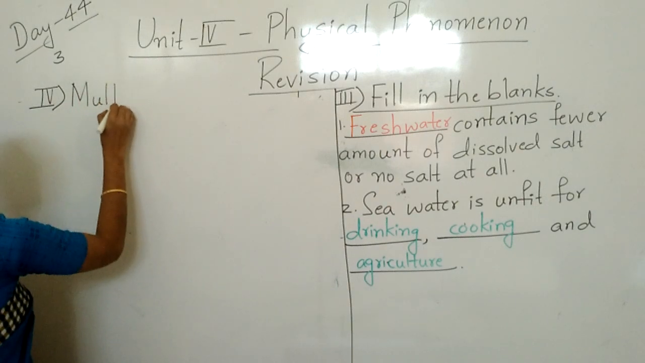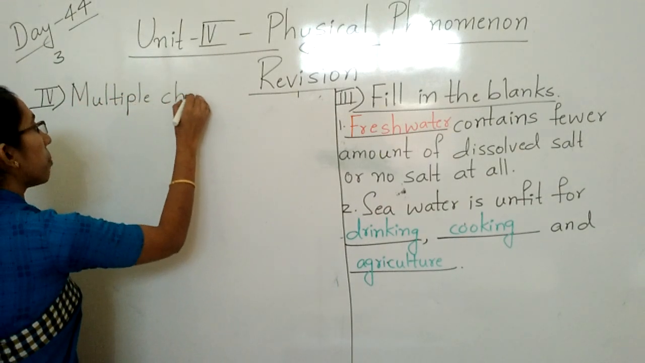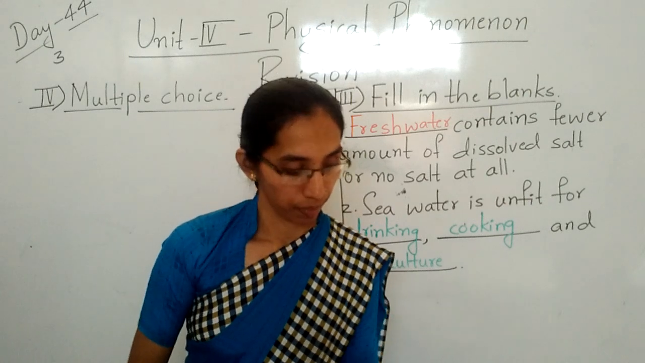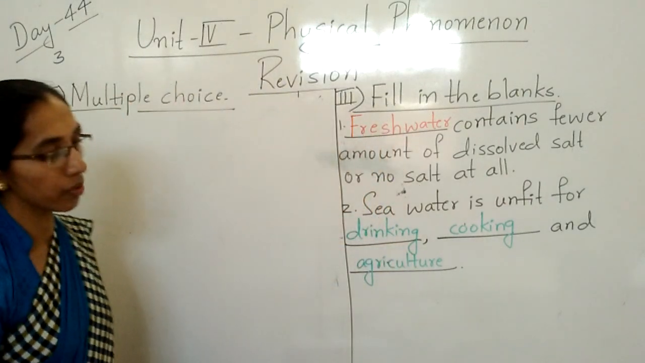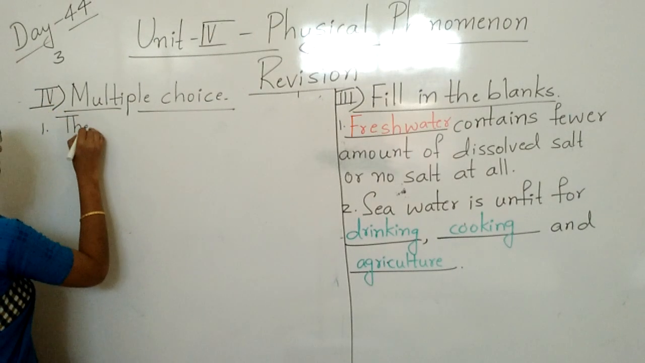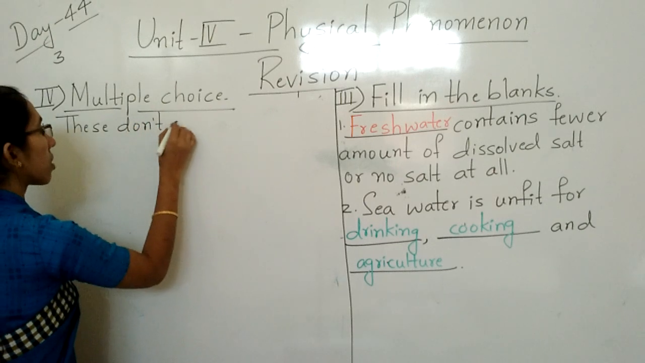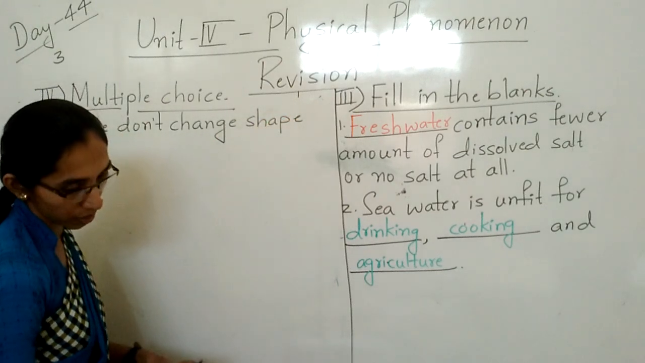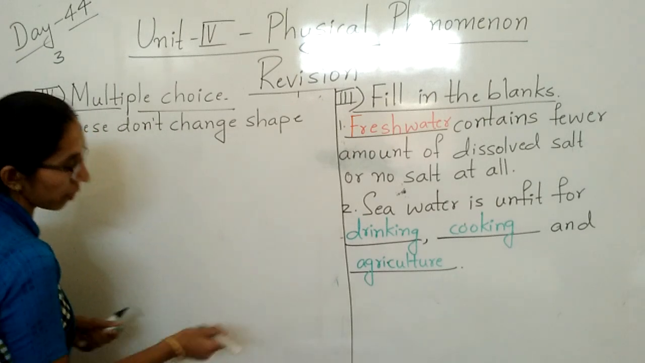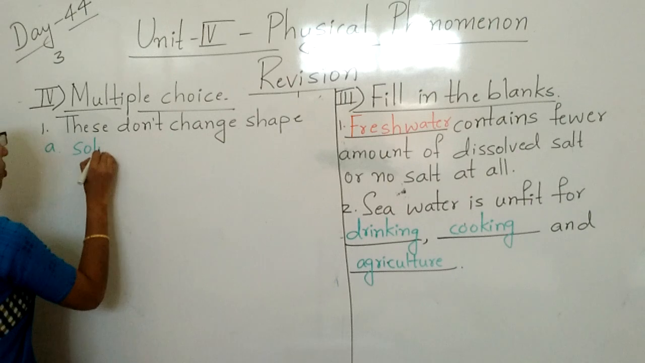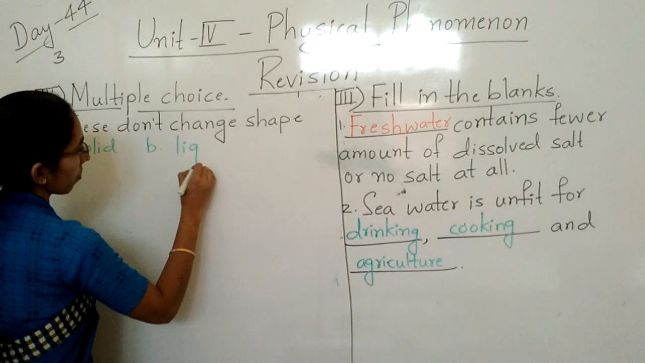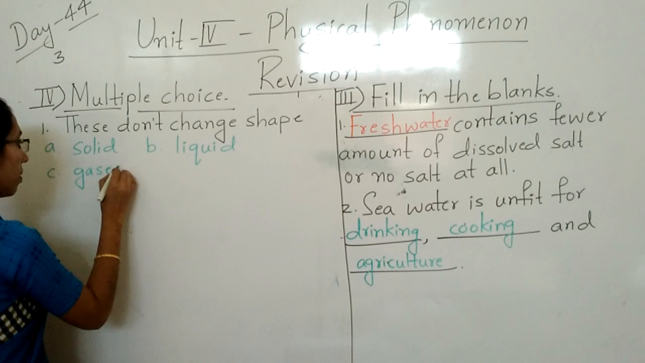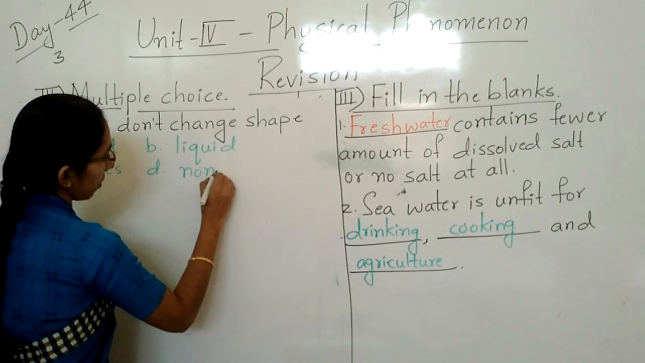Fourth main, multiple choice. These don't change shape. First one. What are the options here? Solid, liquid, gases, and D, none of these.